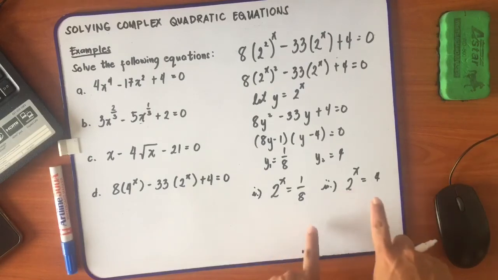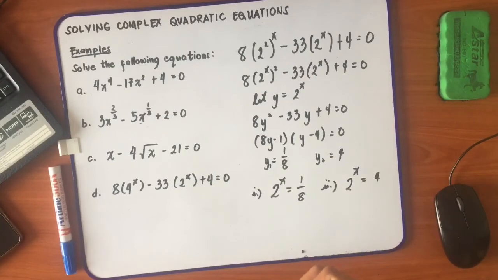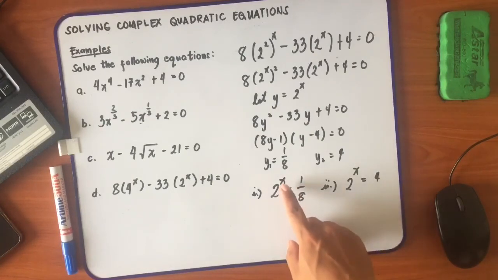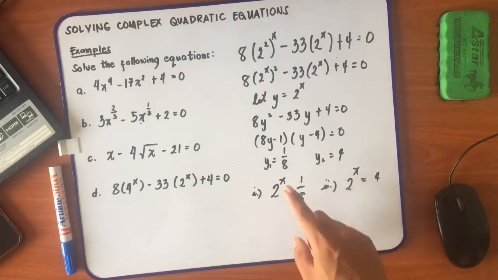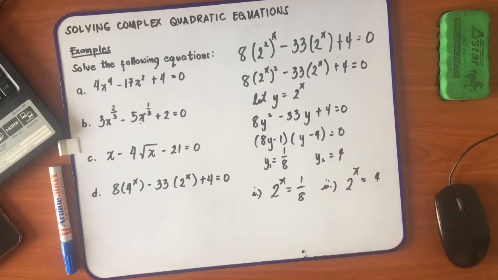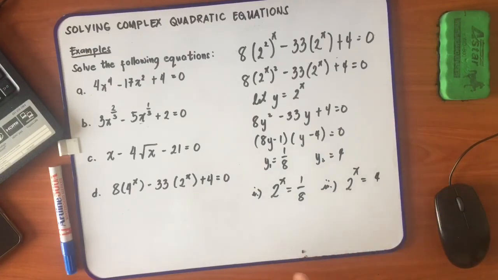Remember how to solve this one. This is a sample of an exponential equation. Why do I call it an exponential equation? Because the missing variable x is an exponent, an index. How do we solve an exponential equation? Make the bases the same. After that, you can disregard the bases and equate the indices on the left and the right of the equation.